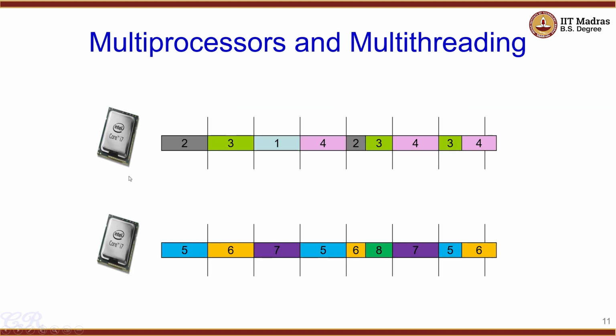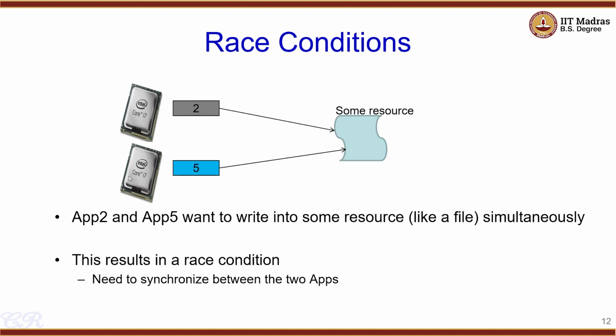Now, when we have such complex scenarios where you have multiple processors present, and each processor could have multiple threads present, and therefore you could have multiple programs running in a concurrent way, one thing that could actually occur is this concept of race conditions. So, what do we mean by this?